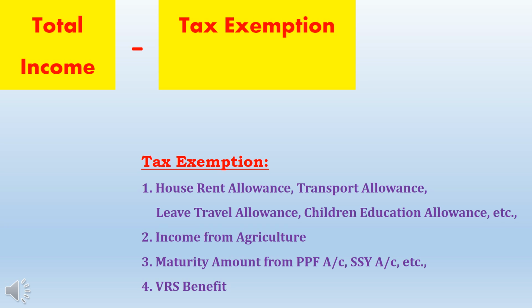For some kinds of allowances which you received from your office, you can avail tax exemption. For example, house rent allowance, transport allowance, leave travel allowance, children education allowance. Some of these allowances you can subtract from your total income. Other than that, income from agriculture, maturity amount from PPF account, Sukanya Samriddhi Yojana account, and VRS amount will not be added to your total income itself. This is nothing but tax exemption.